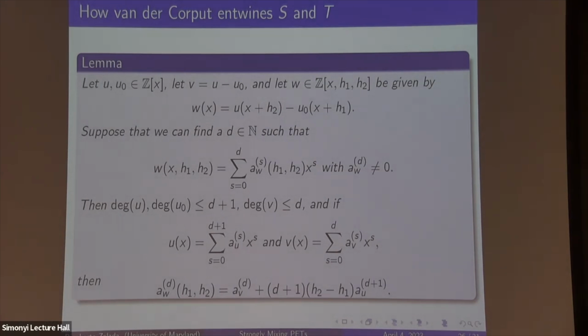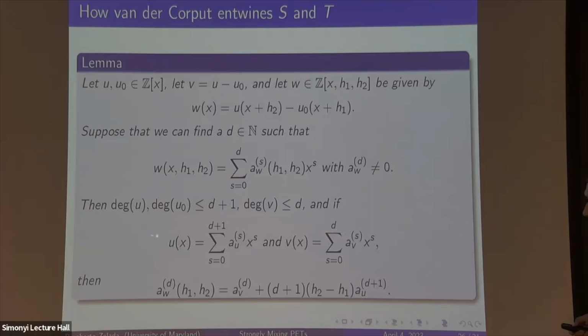All right, so now what is the lemma behind the untwining of the S and T's? Here it says, how van der Corput entwines S and T. The lemma behind the understanding is this observation that very likely anyone who has done induction has seen. If we have two polynomials u and u0 in C[x], and we form v equal to u minus u0, and w in Z[x, h1, h2] is defined by this difference, then we assume that there's a d in N for which our polynomial w(x, h1, h2) is equal to this sum here. The coefficients a_s(h1, h2) are polynomials in two variables. When I say that it's non-zero, I mean that as polynomials in two variables, they are non-zero. If that happens, then we know that the degree of u and the degree of u0 is less or equal than d plus 1. The degree of v is less or equal than d.